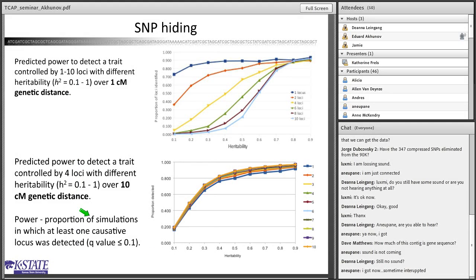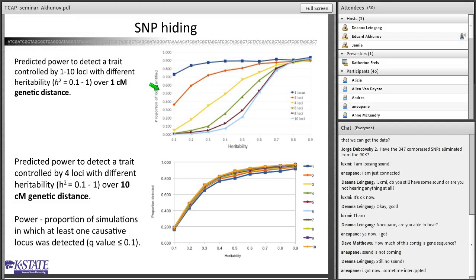And on the top graph, we try to assess the power to detect a trait that is controlled by 1, 2, 3, and all the way up to 10 loci with the different levels of heritability. We varied heritability from 0.1 to 1, and then we tried to assess what is the power to find association with the SNP that is located within 1 centimorgan from the simulated trait. And here you may see the results.